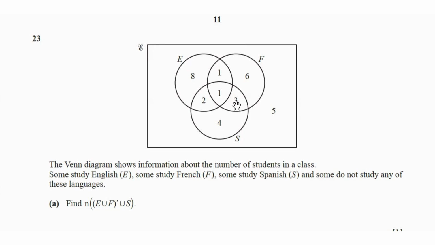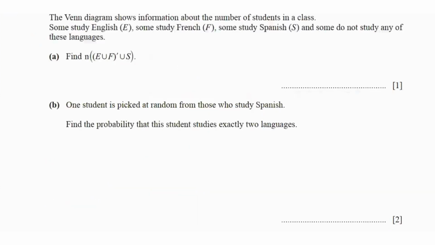But union with Spanish. So Spanish also includes these. So that's going to be 1 plus 2 plus 3 plus 4 plus 5. So that basically adds up to 15.